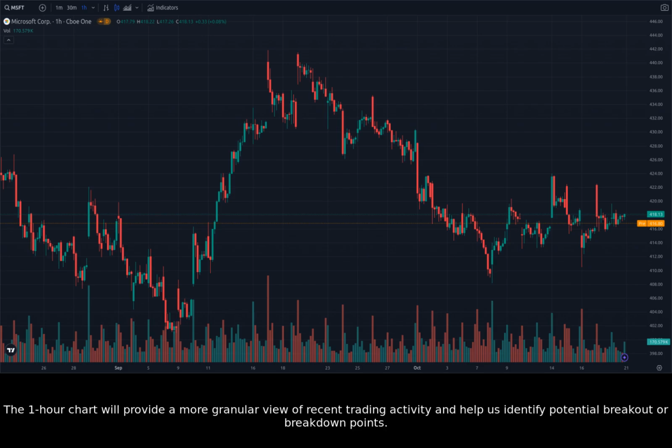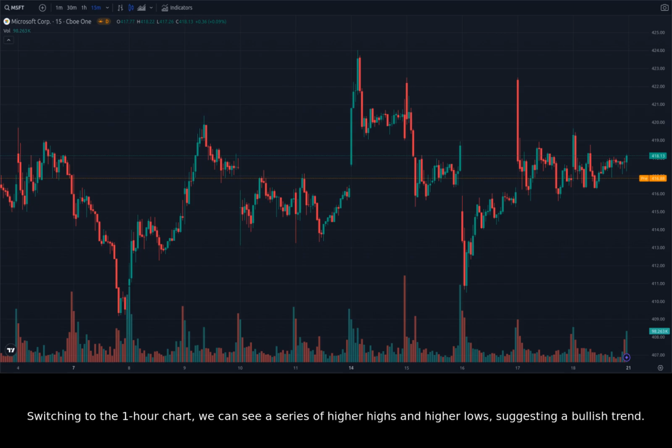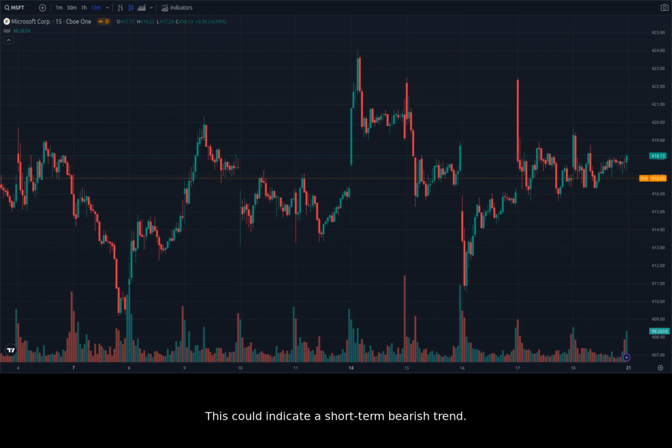The one-hour chart will provide a more granular view of recent trading activity and help us identify potential breakout or breakdown points. Switching to the one-hour chart, we can see a series of higher highs and higher lows, suggesting a bullish trend. However, the recent pullback has been relatively steep and has pushed the price below the 20-day moving average. This could indicate a short-term bearish trend.